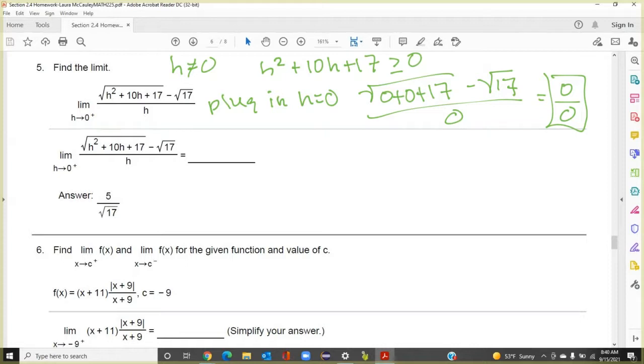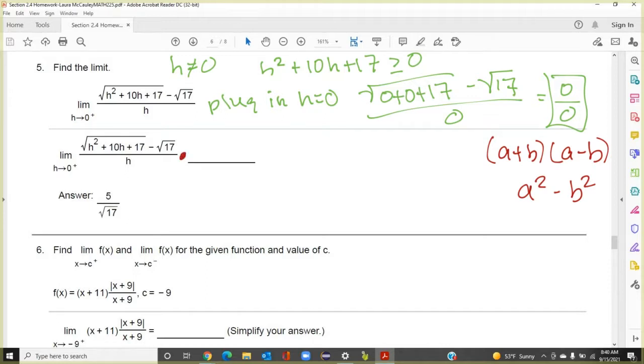Now I see the square root, so I'm thinking let's do conjugates. So remember, whenever you multiply a binomial expression by its conjugate, the outer and inner disappear from foiling, and then you get to square the first one and square the last one. So see, when you square a square root, there's no more square root. So that's why we really like multiplying by conjugates. So let's check this out.